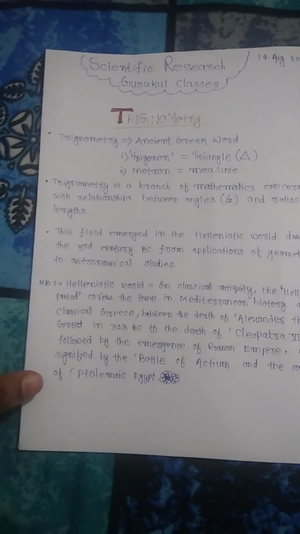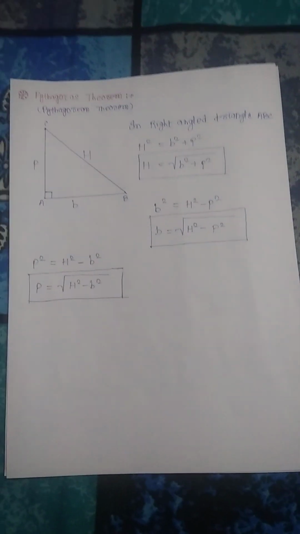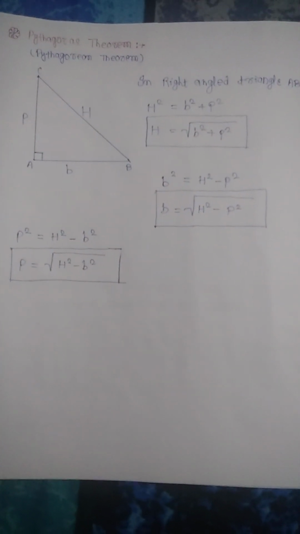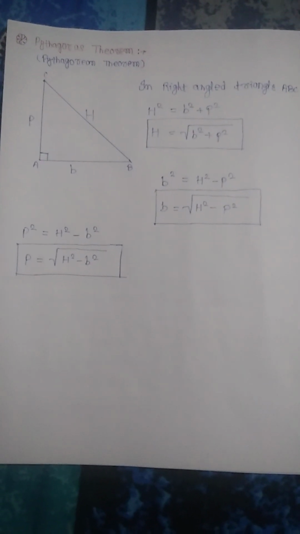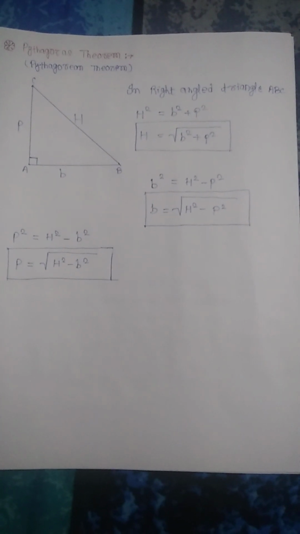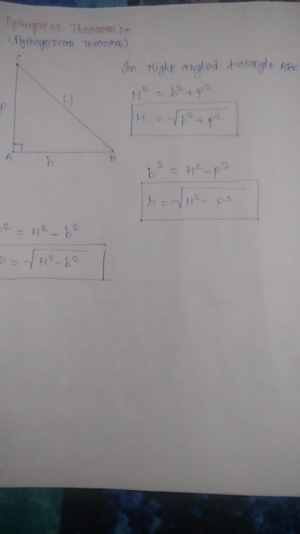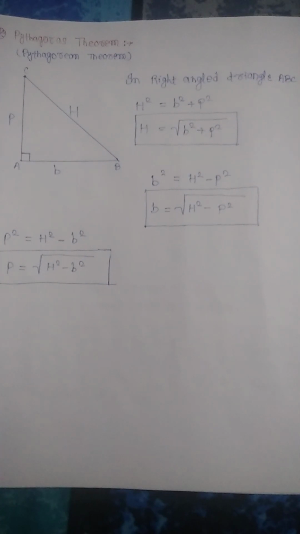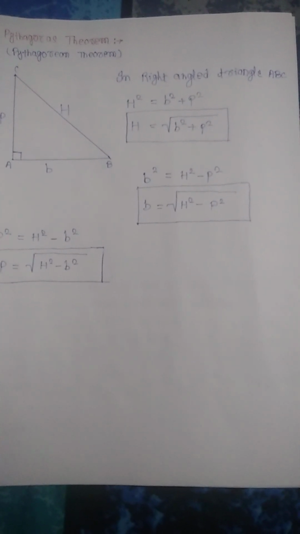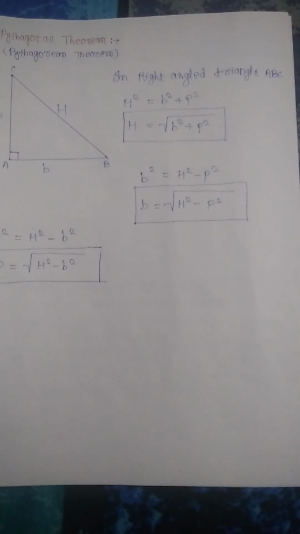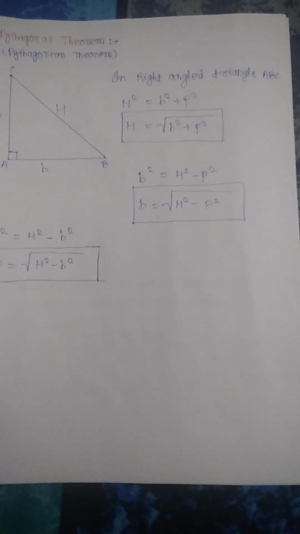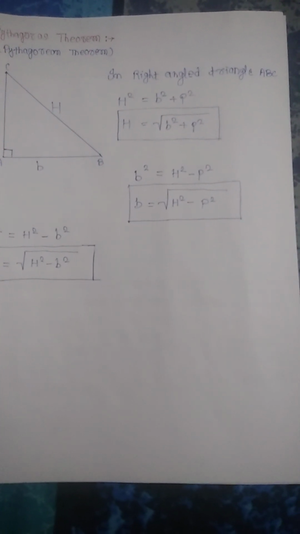Next we will discuss the Pythagoras theorem. It is a very common concept but most obvious and most important. The Pythagoras theorem is also known as the Pythagorean theorem. It defines that in any right angle triangle, the square of the hypotenuse is equal to the sum of the squares of the base and the perpendicular. We can write h square is equal to b square plus p square. Generally we have to calculate the hypotenuse, so h equals root over b square plus p square.